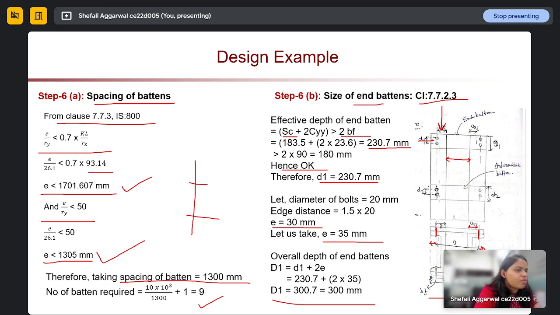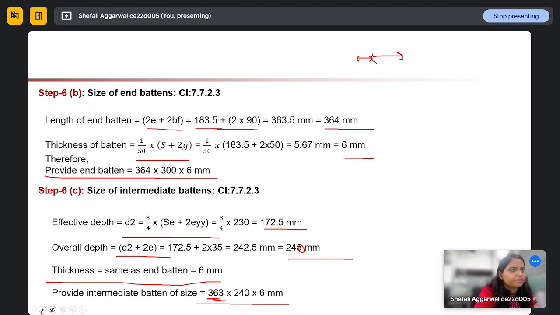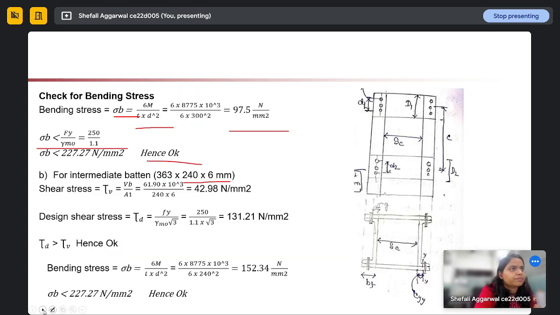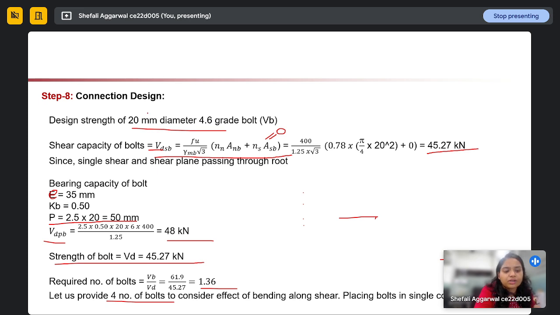In the next step, we are taking the overall depth of the batten. Here we are calculating the overall depth, D1 plus 2E. So this E, 35, is in the longitudinal direction only. This is the end edge distance. Even in step 8 we are calculating the same edge distance. In step 8, we are designing for the connections, taking the same value from there.